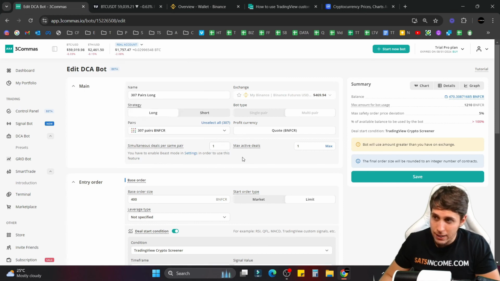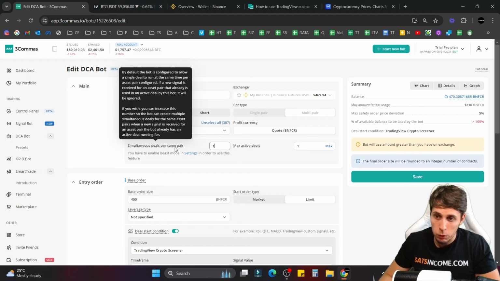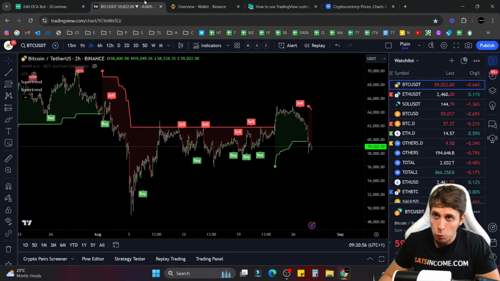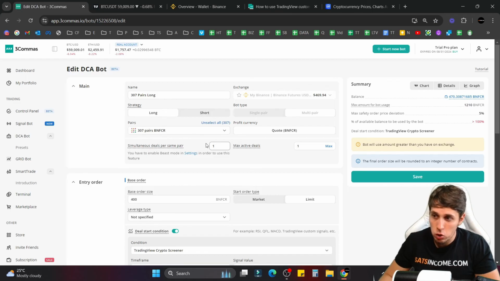Now, as you guys can see, when we have multi-pair bot right here, we have two things that we don't have on the single pair bots. Simultaneous deals per same pair. This should be the default one, always one, right? So this should be just one. You don't want multiple deals per same pair, and you're not really gonna get it in reality because of how this super trading indicator works. But again, make sure there is one.